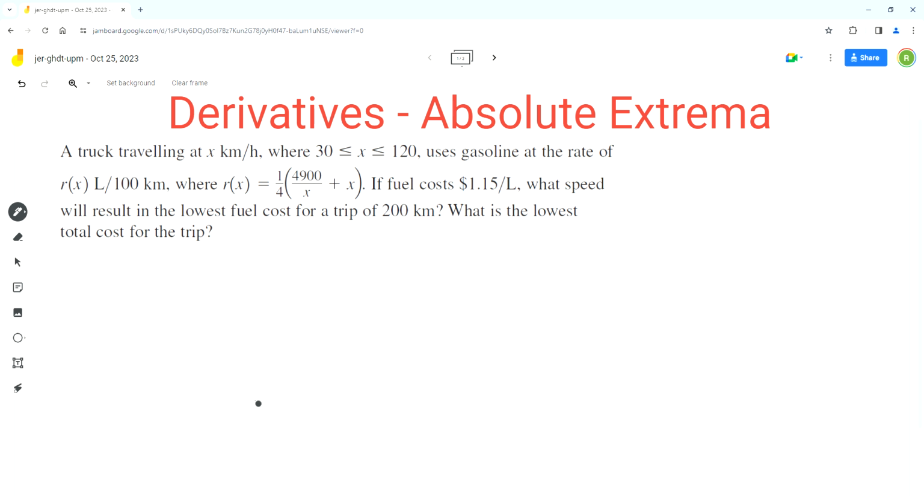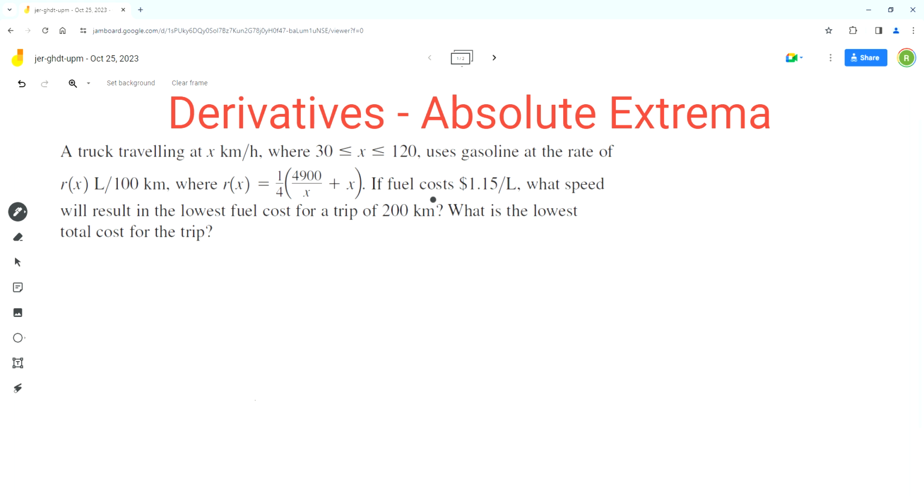So in this video, we'll solve this problem using the concepts of derivatives. As per the problem, a truck traveling at x kilometers per hour, where x is between 30 and 120, uses gasoline at the rate of R(x) liters per 100 kilometers, where R(x) is equal to 1/4 (4900/x + x).